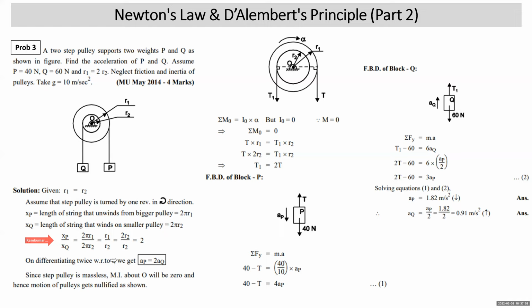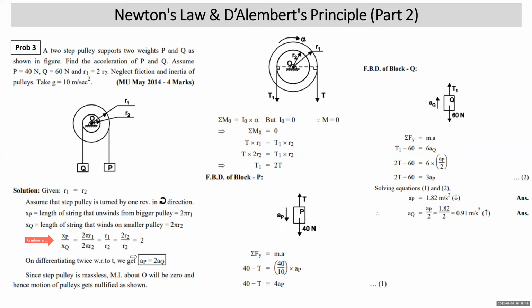So differentiating with respect to T, you get AP is equal to 2AQ. So this way, we have arrived at the relation between the accelerations of the two blocks. Now, another thing is whether this pulley will turn; this we assumed initially to get the relation between the accelerations of the two blocks.